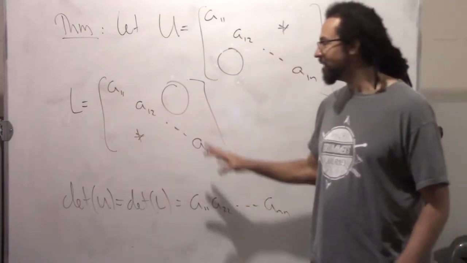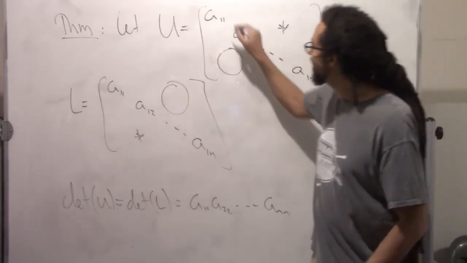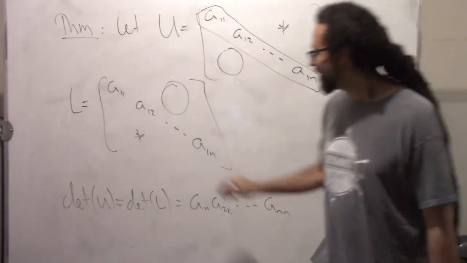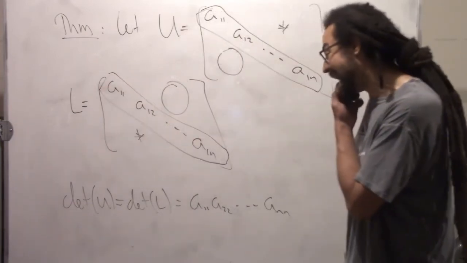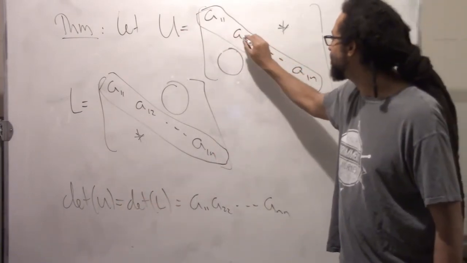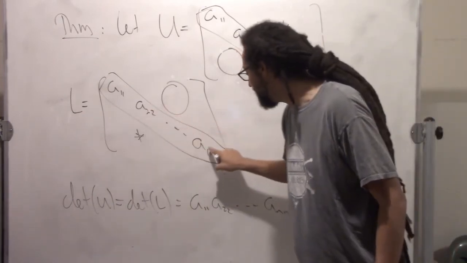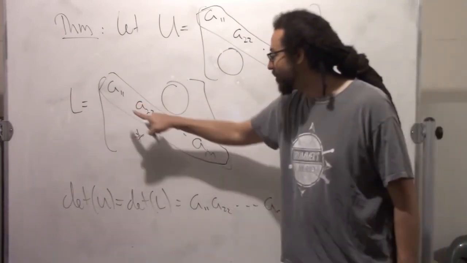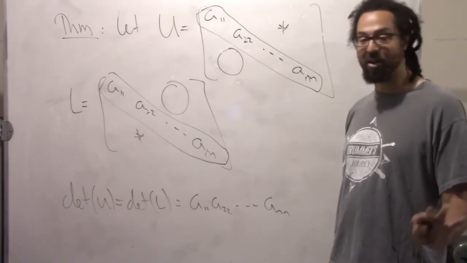Either way, the determinant of an upper triangular or a lower triangular matrix is just the product of the stuff on the main diagonal. So the determinant of U is A11 times A22 times ANN. And then the determinant of L, same thing: A11 times A22 and so on times ANN. Let's just look at a quick example of this.